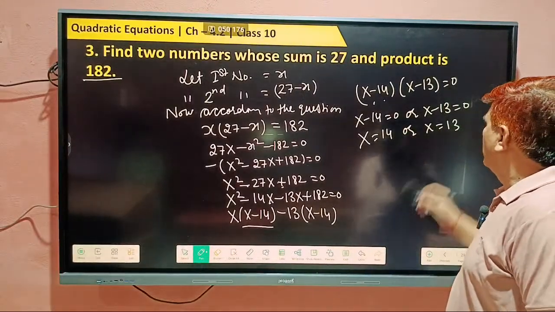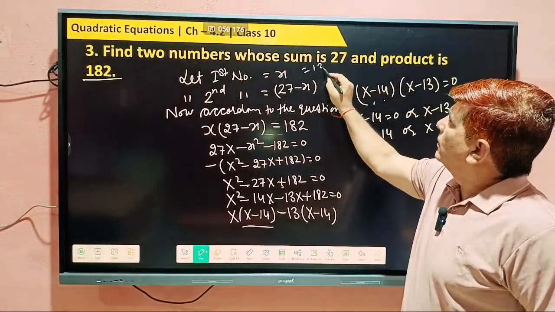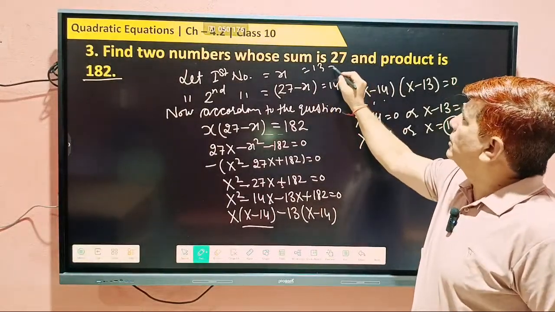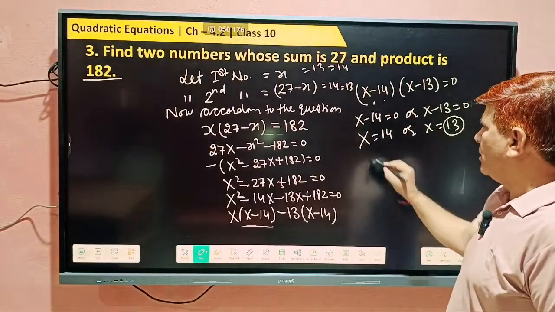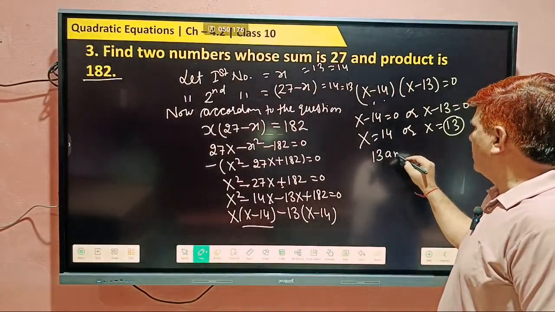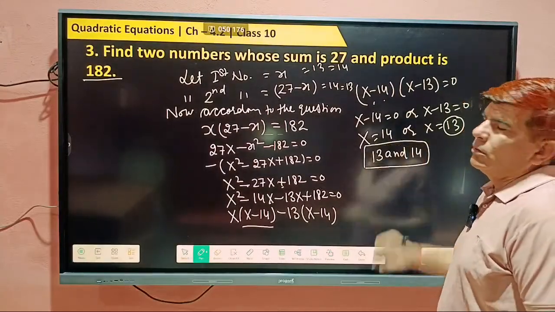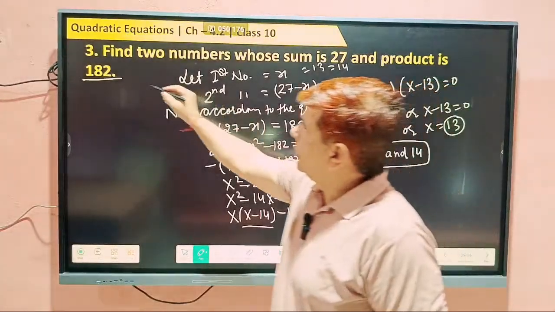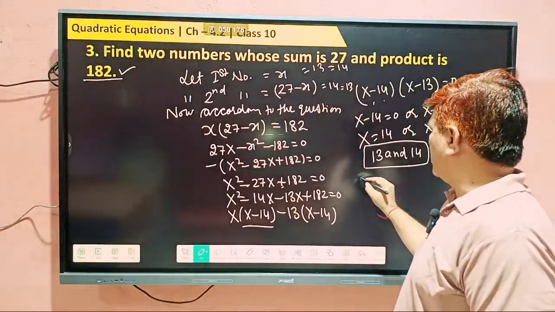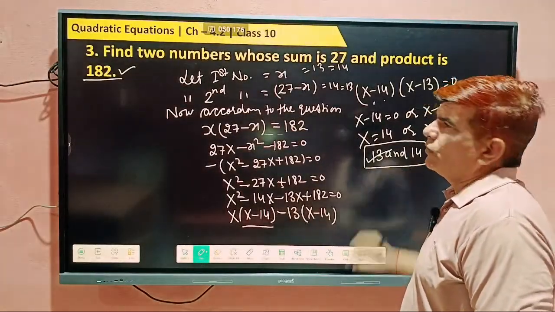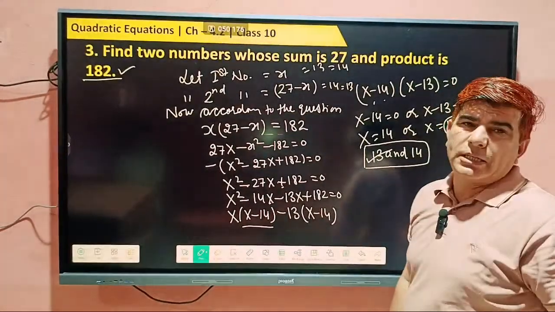If x equals 13, then the other is 14. And if this is 14, the other is 13. So which two numbers? 13 and 14 are two numbers whose product is equal to this. Understood? So the numbers are 13 and 14. So this is the third question of this exercise.